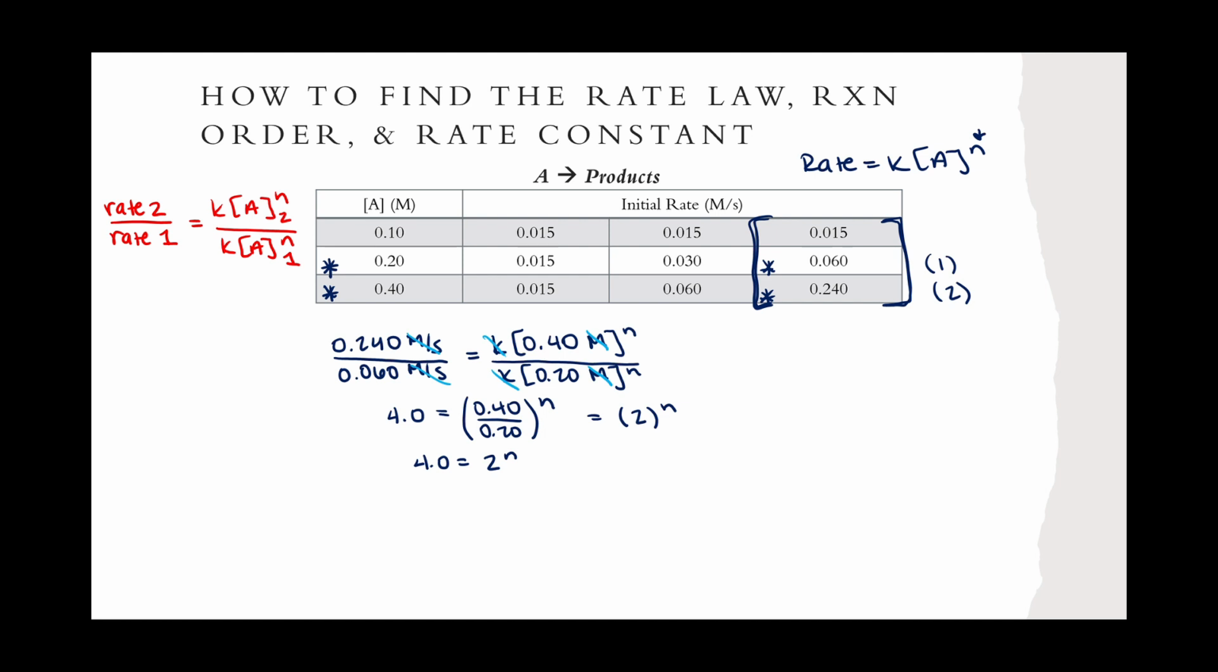Now, if these were different numbers, here it's a little easy. We can see if n equaled 2, then we would get 4. But if these were different numbers, if they were a little uglier, maybe they had a lot of decimals behind them, we can take the log of both sides and go from there. So the next step would be to use logs.